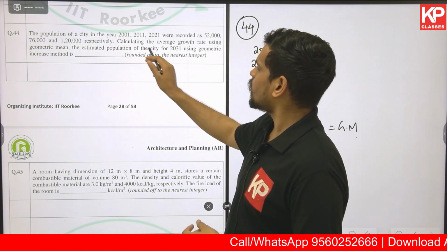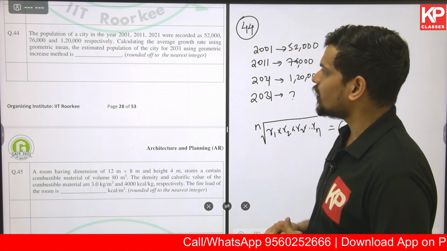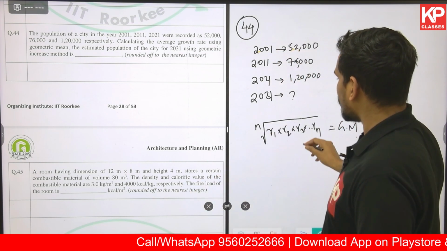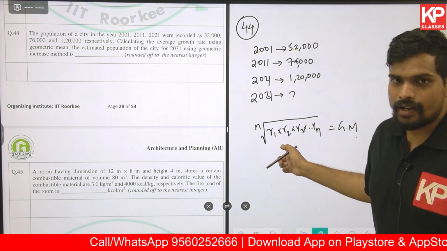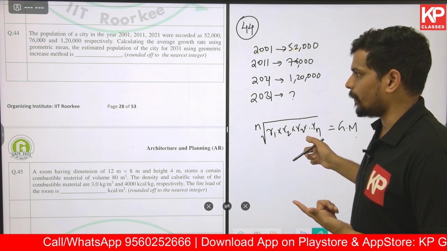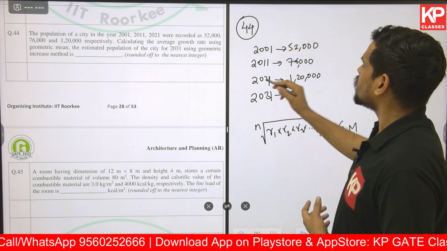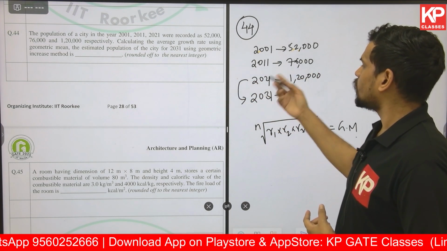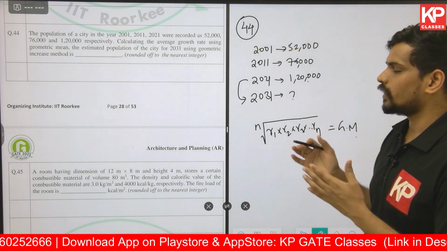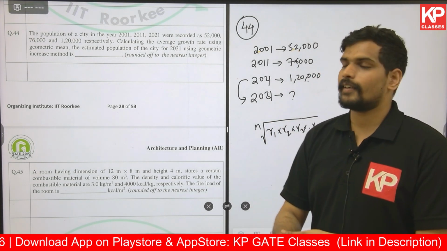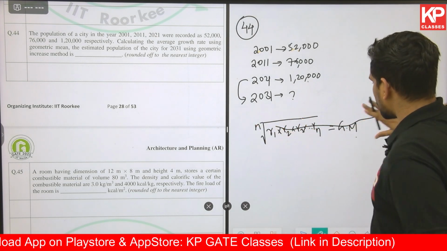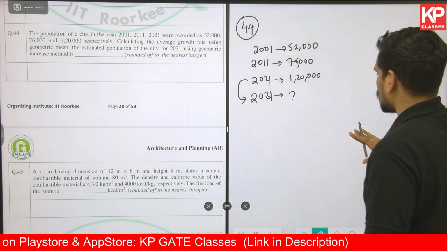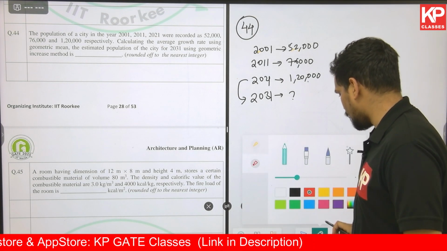Then they're saying the estimated population of the city in 2031 will be dash. So first you need to find out the r value, the rate of growth, using geometric mean. Once you get that, using that you need to find out the next decadal population. So from 1,20,000 how much will it become considering that rate of growth? So first let us try to calculate the growth rate.